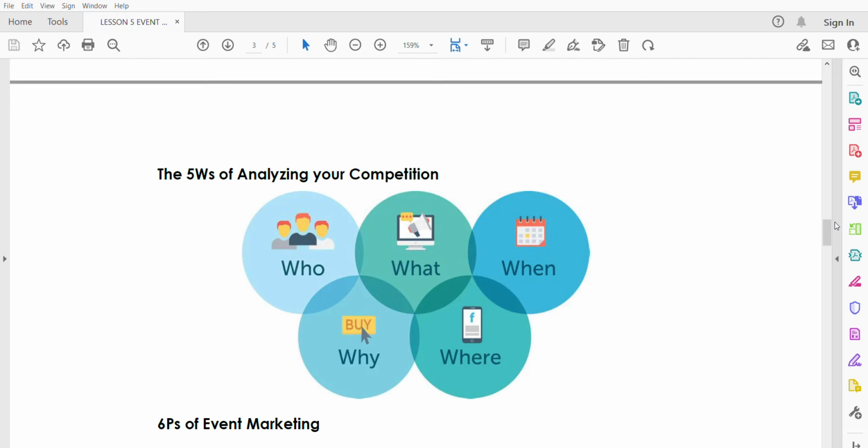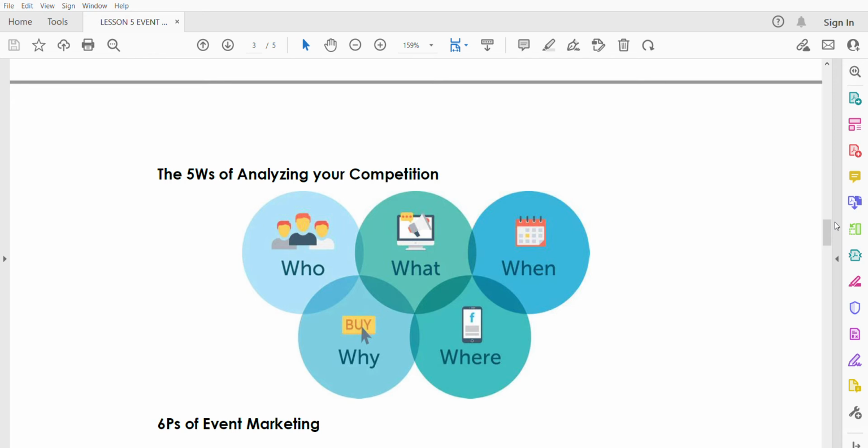And when will their event take place? Will it take place before yours? Dungan ba sa imuha or after sa imuhang event? Where will the event take place and what makes their event different from yours? What are their strengths and weaknesses? What is your advantage compared to their event? So, muna siya inyong guide questions in analyzing your competition.